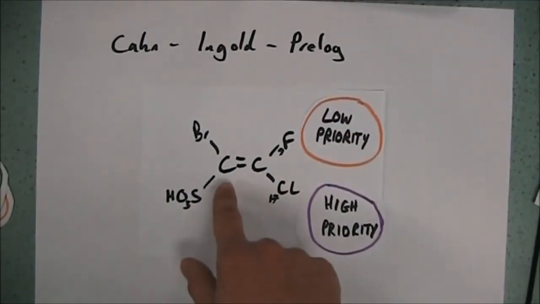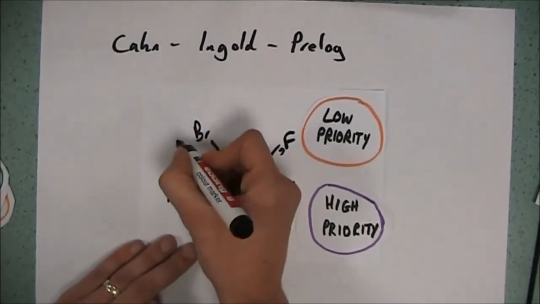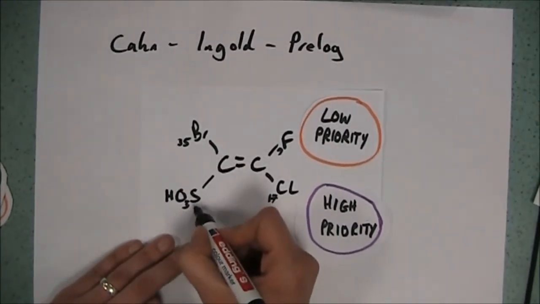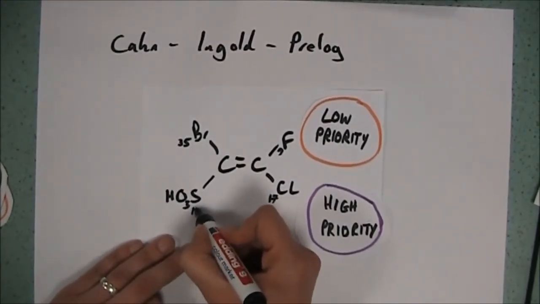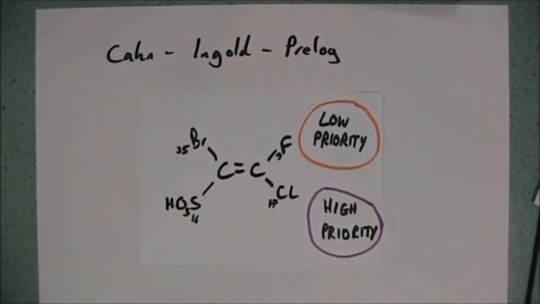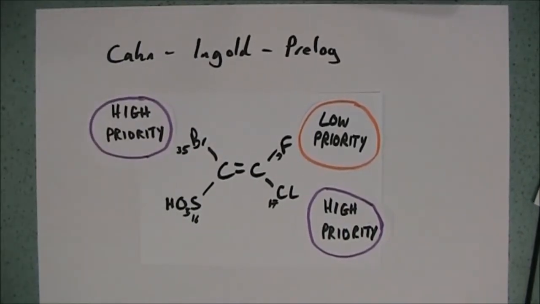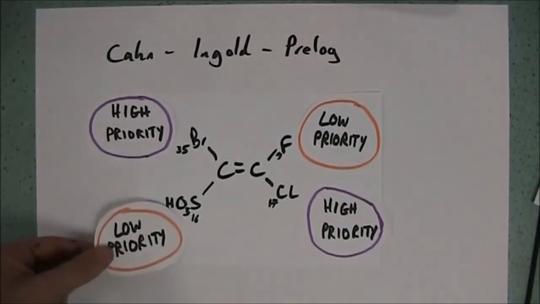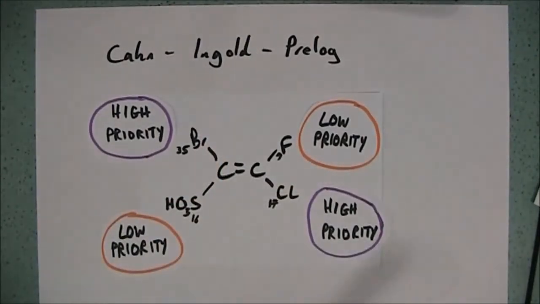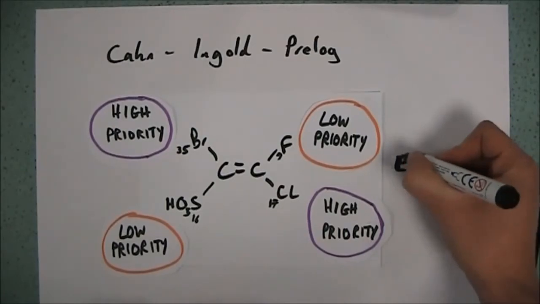If we have a look at the other carbon atom, bromine has an atomic number of 35, whereas sulfur only has an atomic number of 16. Despite the fact that there are more atoms here, we're going to go with the high priority being the one with the higher atomic number at the first point of difference. So we're only studying the first atom where it's different. So this one would also be E.